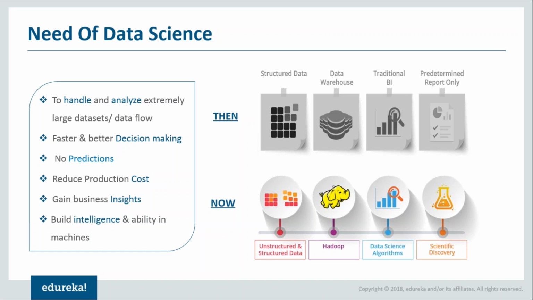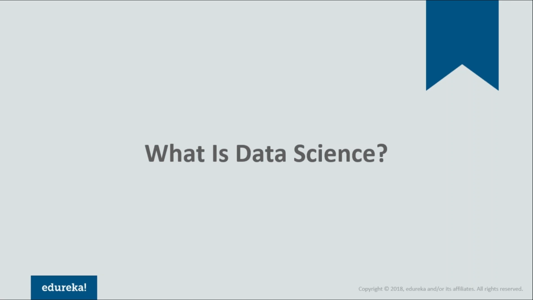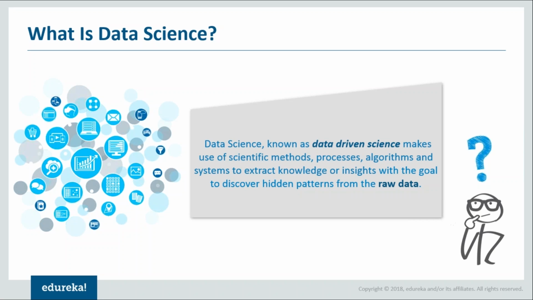So this is where data science is actually needed. Now that you have understood the need for data science, let's understand what data science is. Data science is known as data-driven science, which makes use of scientific methods, processes, algorithms, and systems to gain insights by discovering hidden patterns from your raw data. Data science is primarily used to make decisions or predictions based on your data.